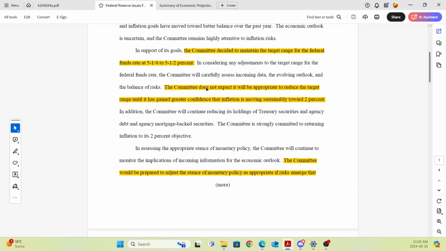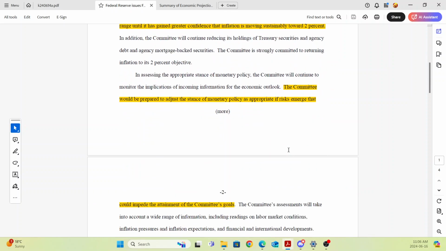Okay, let me just go through. The committee does not expect it will be appropriate to reduce. So that was some sort of a hawkish statement, stating that the committee does not expect it will be appropriate to reduce their interest rates until they have enough confidence that inflation is at 2% or sustainably moving toward 2%.